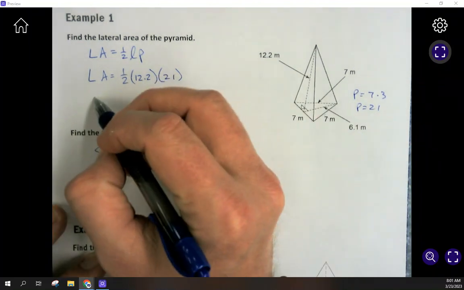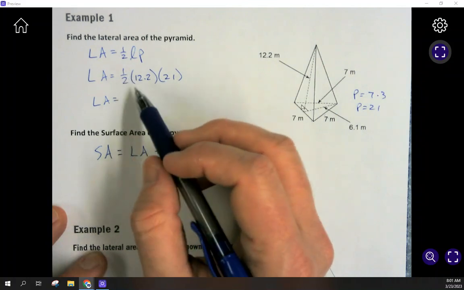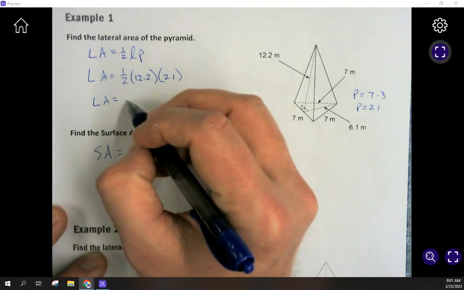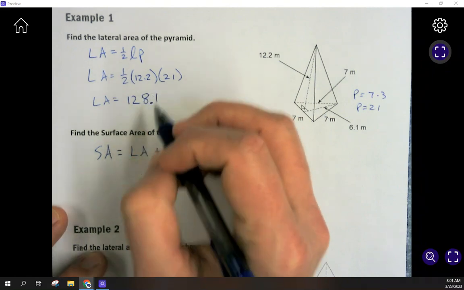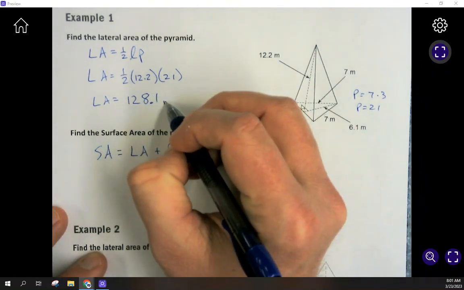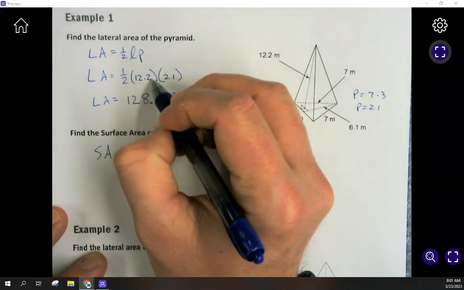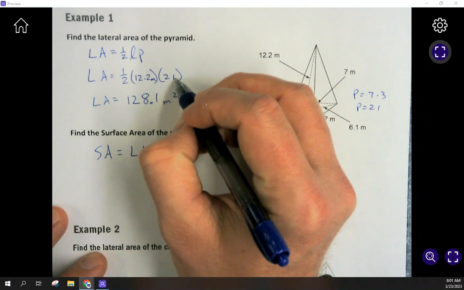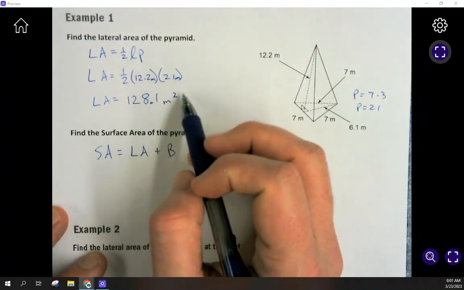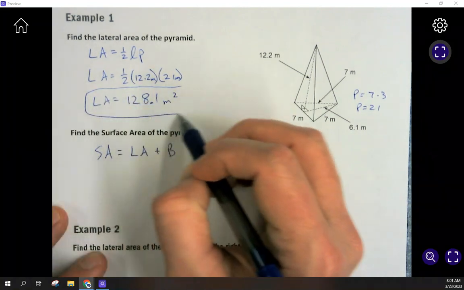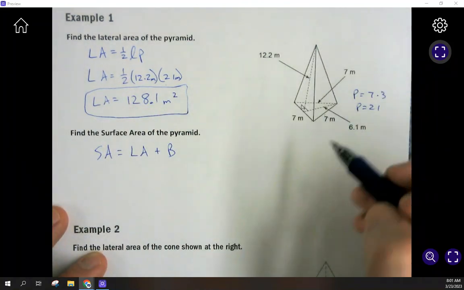And then you're simply just going to multiply that all together. Multiply, take half, or call this 0.5, whatever works for you. That comes out to 128.1. And let's put some units on it. Remember, area is always squared because technically this represented meters, this represented meters, and when you multiply meters times meters, you get meters squared. So the lateral area is 128.1. That's the area of all of these lateral faces.